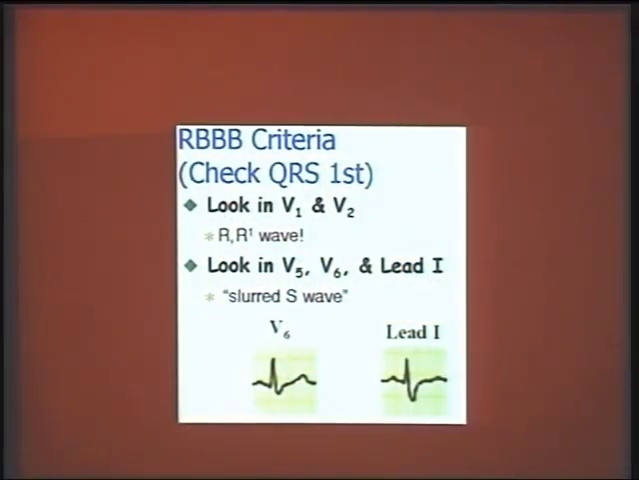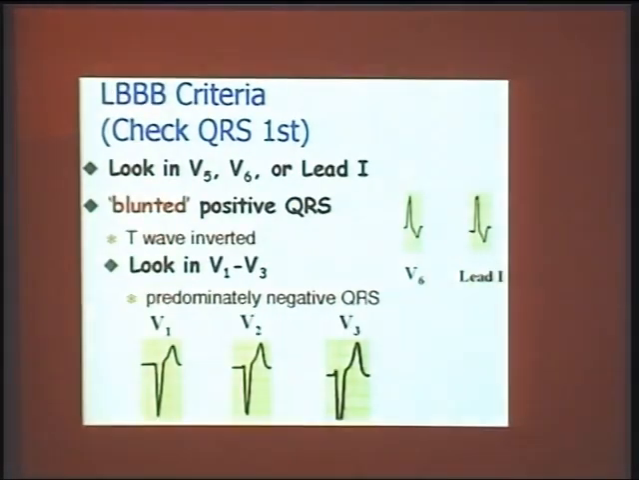So this is a slurred S wave. If you have the slurred S wave in L1, it is the right bundle branch block. Slurred S wave in L1.